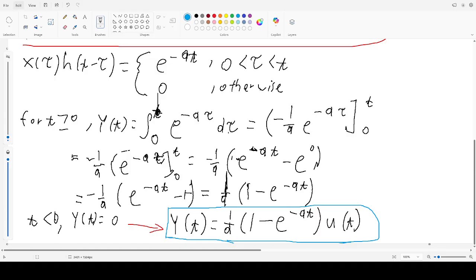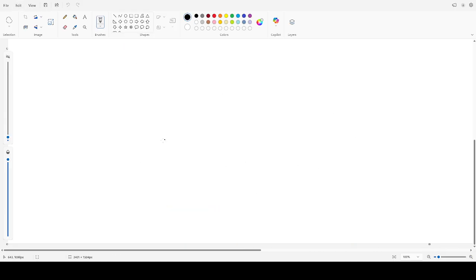Signals and systems example 2.6. Okay, now I'm going to clear that. Of course, you guys have the video. You can pause it at any time.